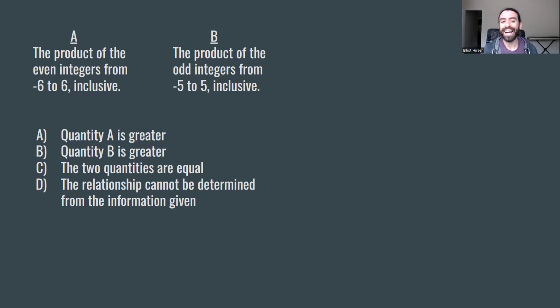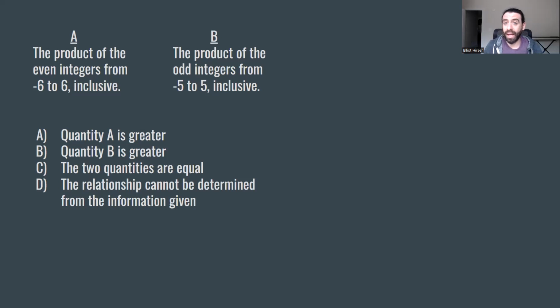Well, we've got odds and evens, right? Quantity A is the product of the even integers from -6 to +6. Quantity B is the product of the odd integers from -5 to +5, both inclusive, meaning the numbers listed there are included in the lists. That's part of what we're multiplying. And we've got positives and negatives too, okay? So you see odds versus evens, you see positives versus negatives. You want to be thinking number properties.